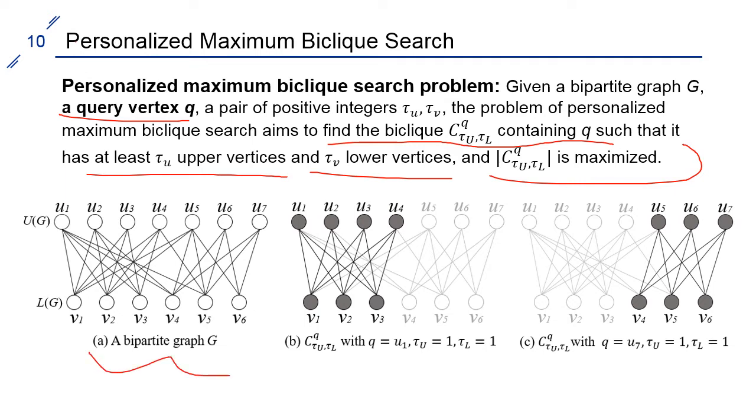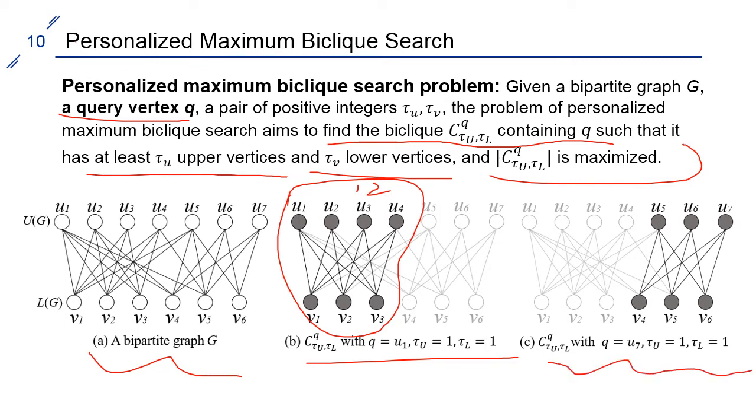Here is an example. Given a bipartite graph G, the personalized maximum biclique with Q equal to U1, tau_U equal to 1, tau_L equal to 1 is the subgraph formed by 4 upper vertices and 3 lower vertices. So there are in total 12 edges. And if given the query parameter Q equal to U7, we will get the personalized maximum biclique which has only 9 edges.